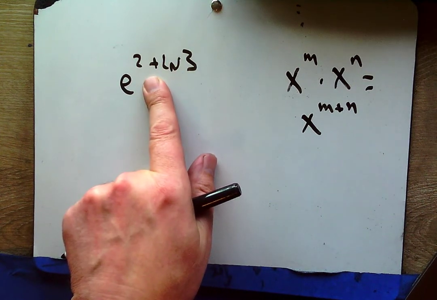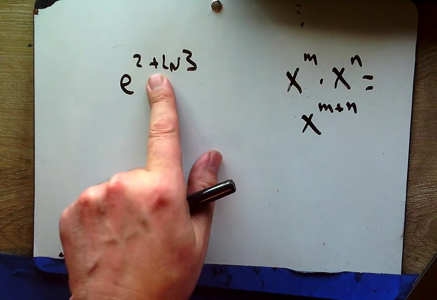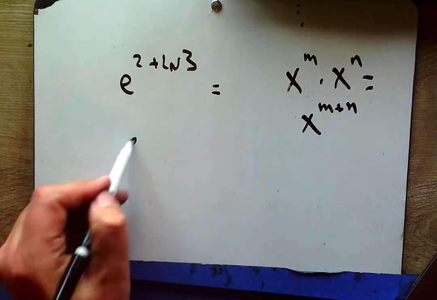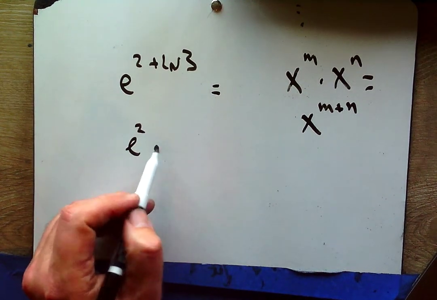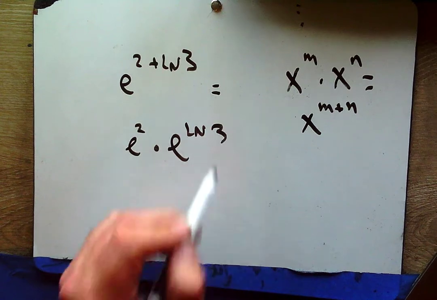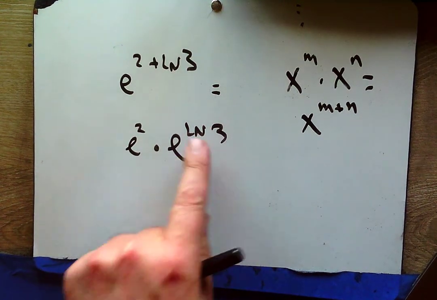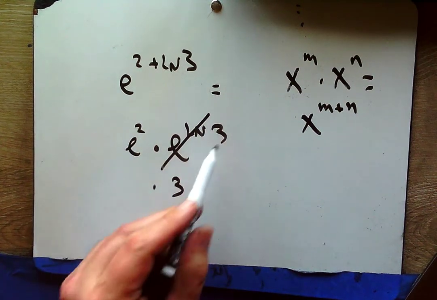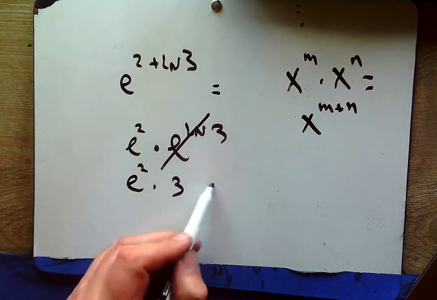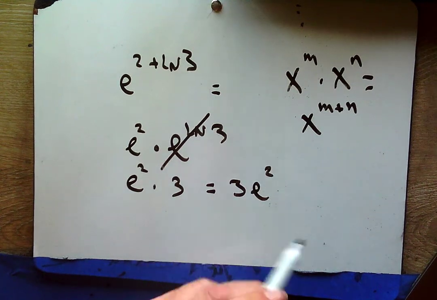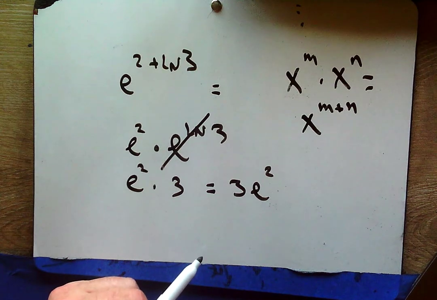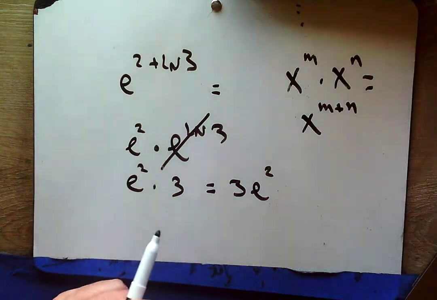Wah! I see some exponents being added. That means I could go in the other direction and write this as e squared times e to the ln of 3. Now, e to the log base e of 3, those cancel, and that just becomes 3. e squared is just some number, and so my answer is 3e squared. Okie doke.